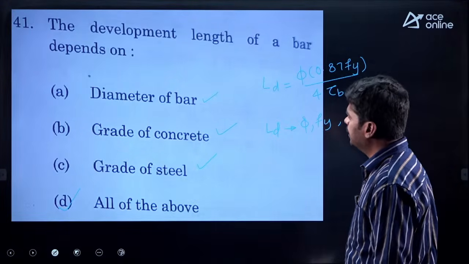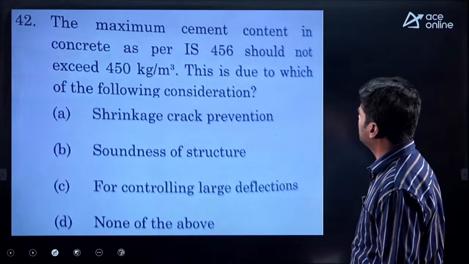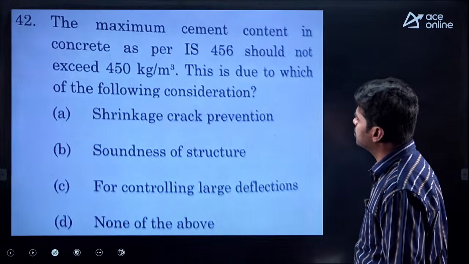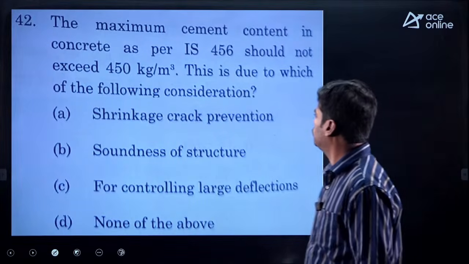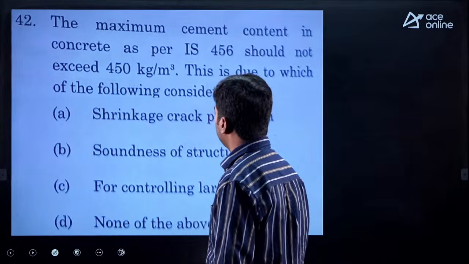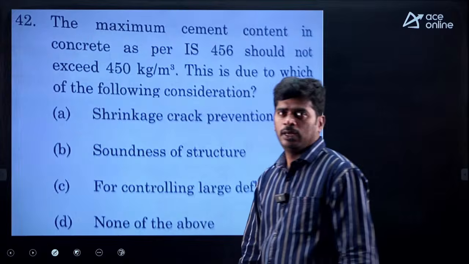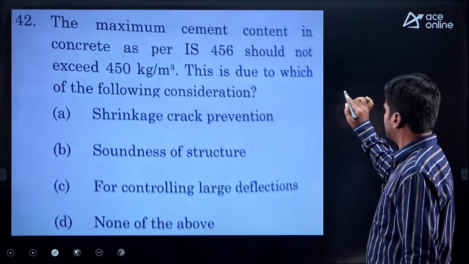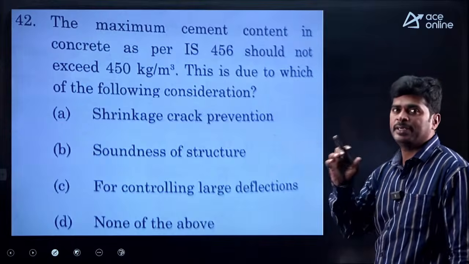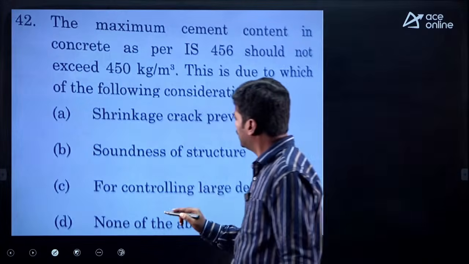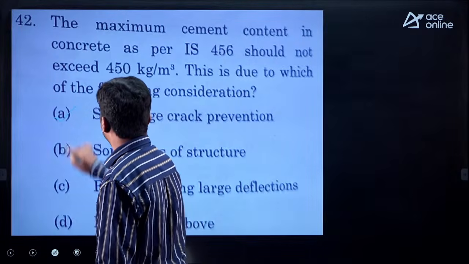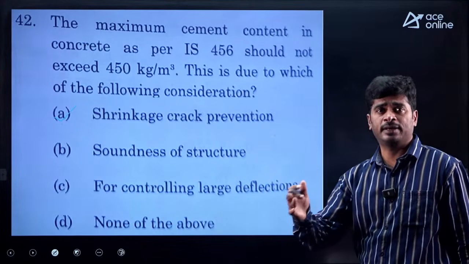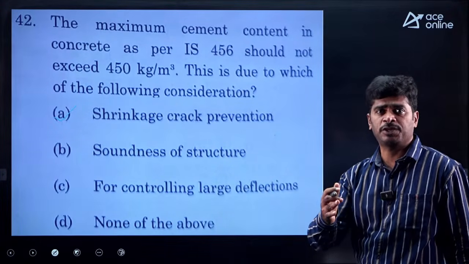Coming to the next question, the maximum cement content in concrete as per IS 456 should not exceed 450 kg per cubic meter. This is due to which of the following considerations? 450 is the maximum cement content, which is restricted to prevent shrinkage cracks. Here option A is correct. To prevent shrinkage cracks, the maximum cement content in concrete is limited to 450 kg per cubic meter.